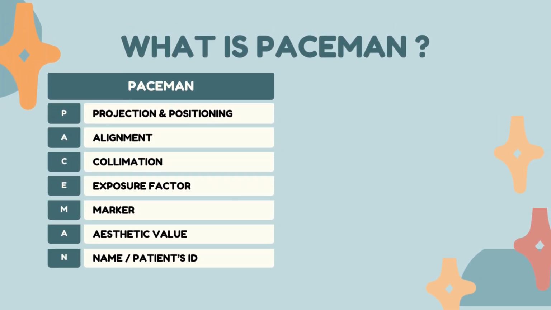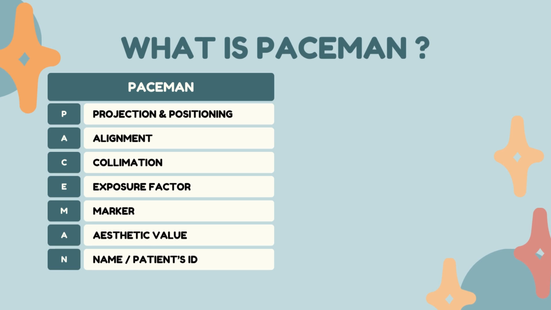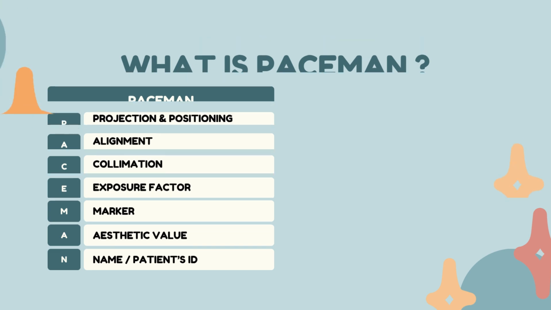What is PACEMAN? PACEMAN is a technique used to evaluate an X-ray image. PACEMAN stands for P, projection and positioning, A, alignment, C, collimation, E, exposure factor, M, marker, A, aesthetic value and N, name and patient's identification.